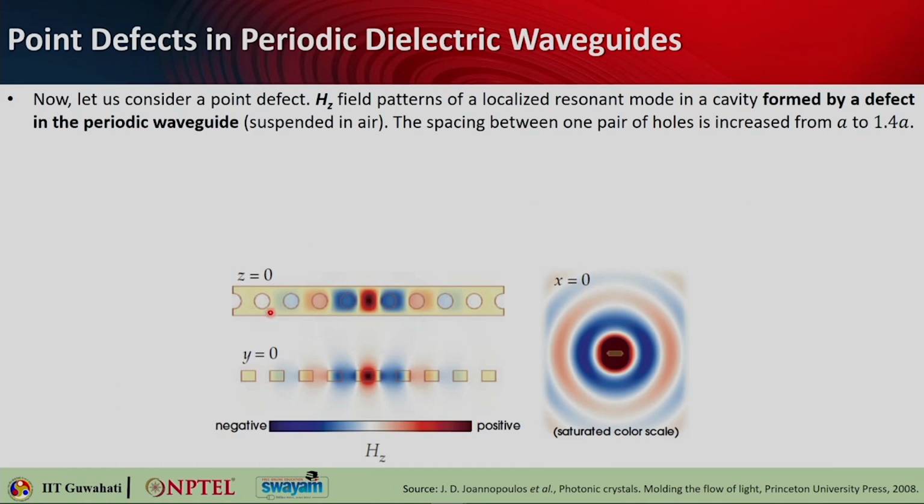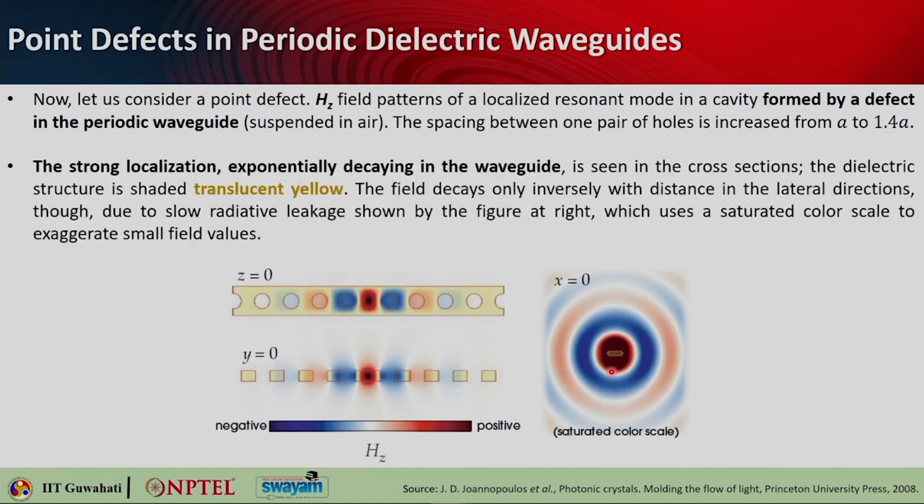So what happens? This is from the top, you can see that this is how the magnetic field pattern will look like, and this is from the side. Here you will see that the magnetic field is getting decayed from the center. So there is a kind of confinement in the cavity. So, there are resonant modes possible in that particular point defect. This is also shown from the top. So, the strong localization, as you can see here as well, or in these two cases.